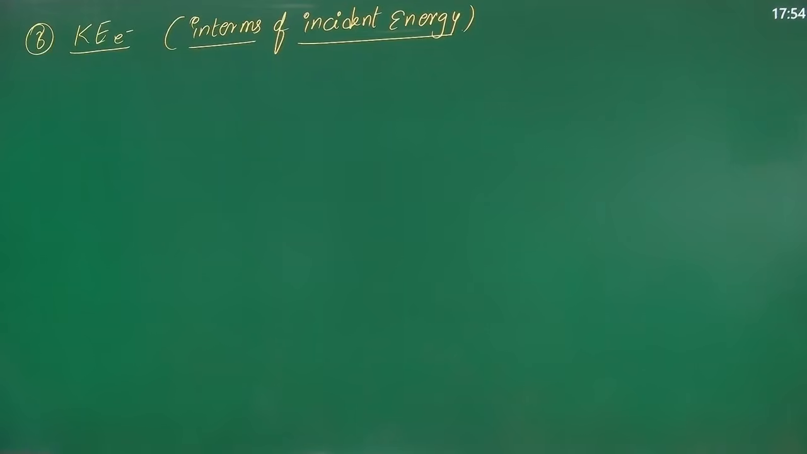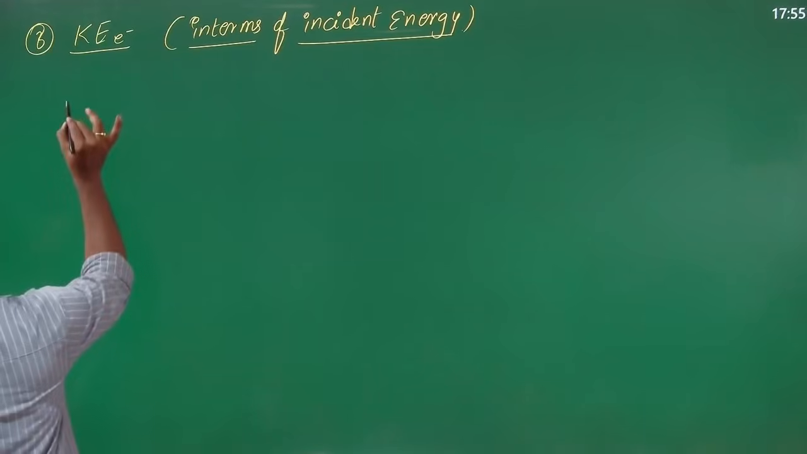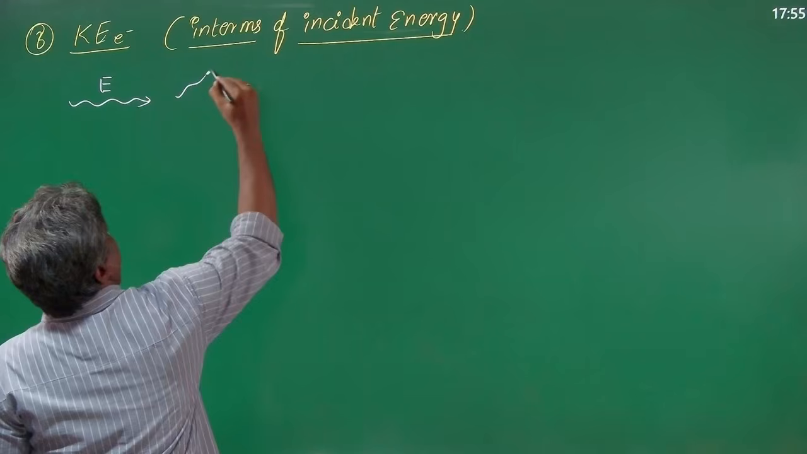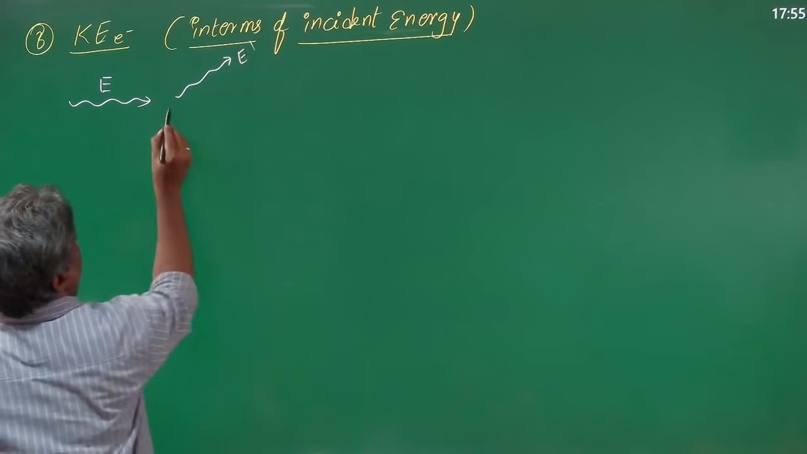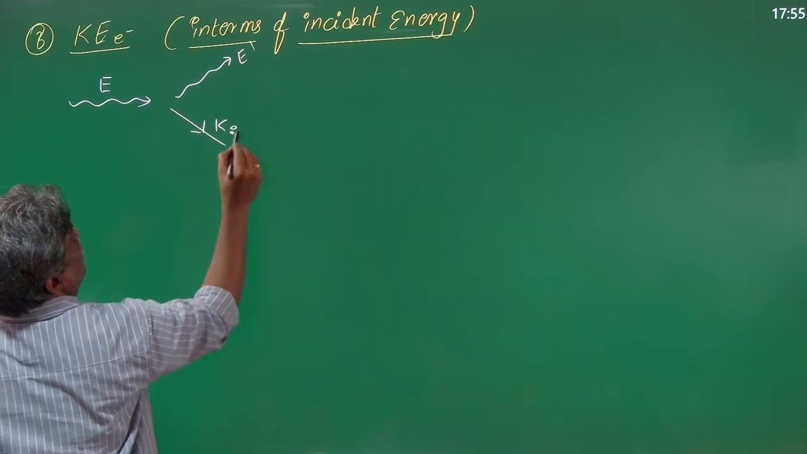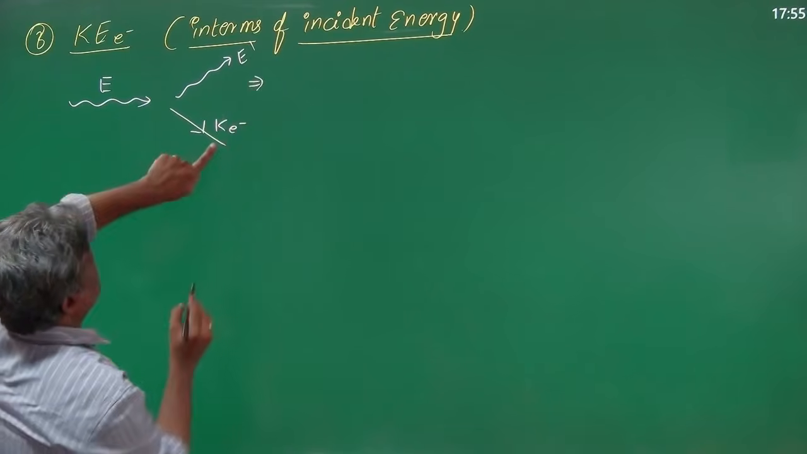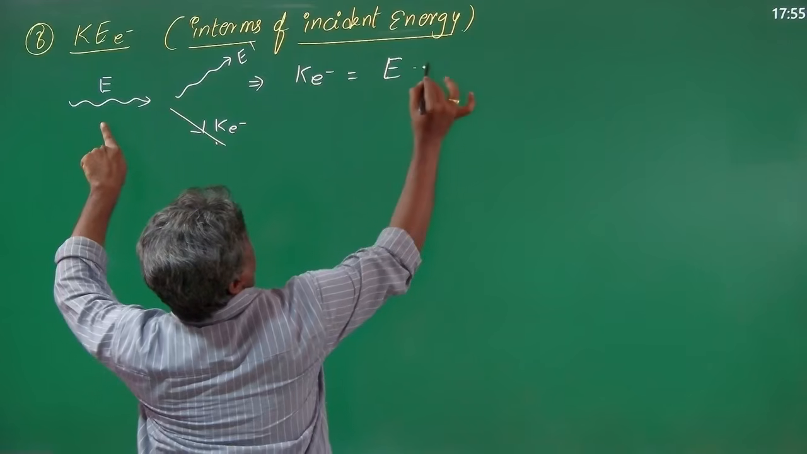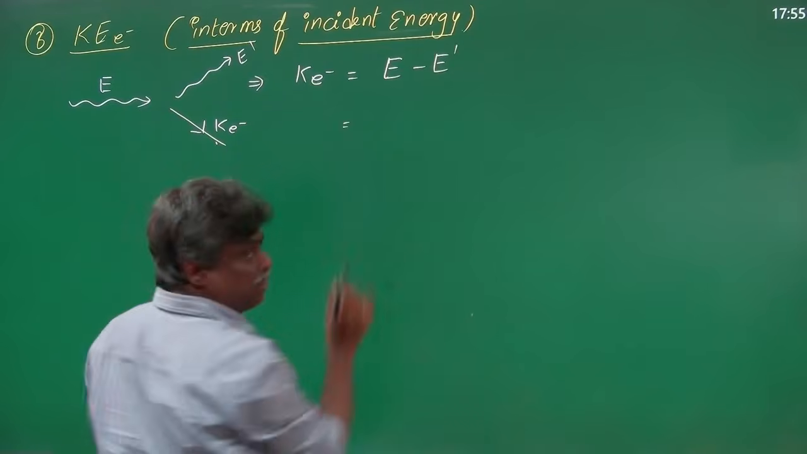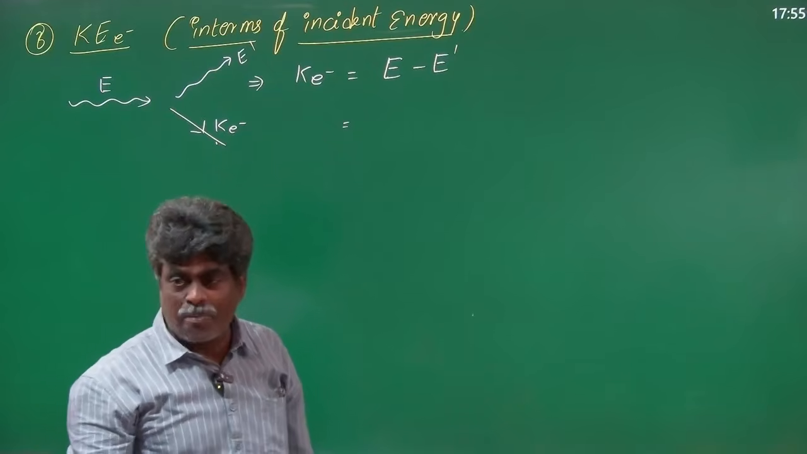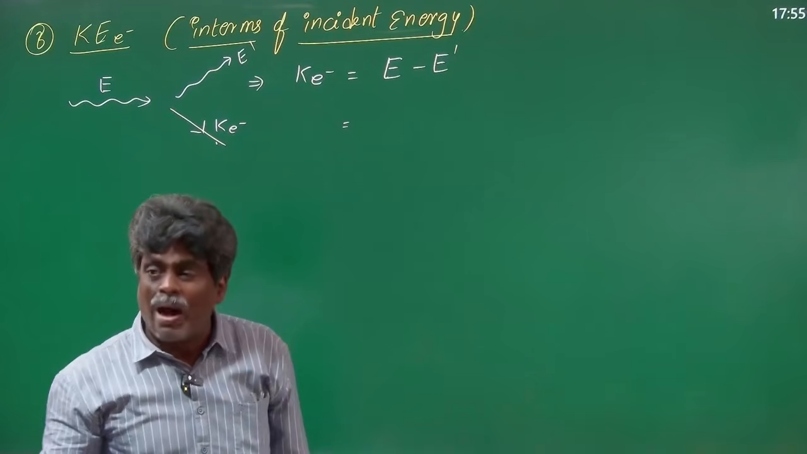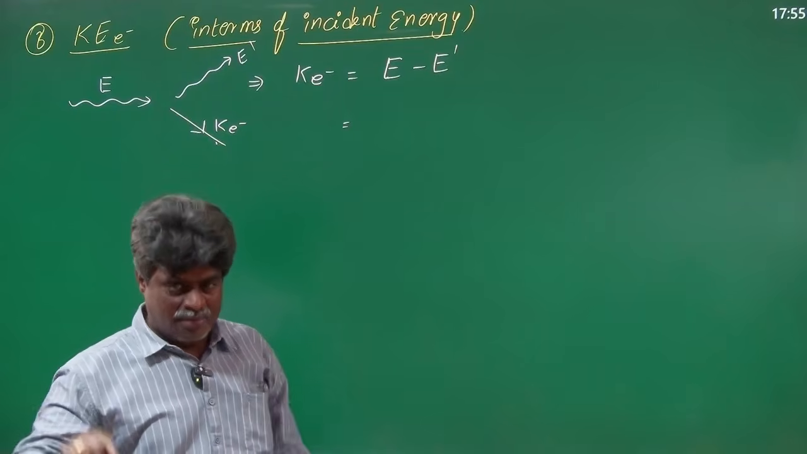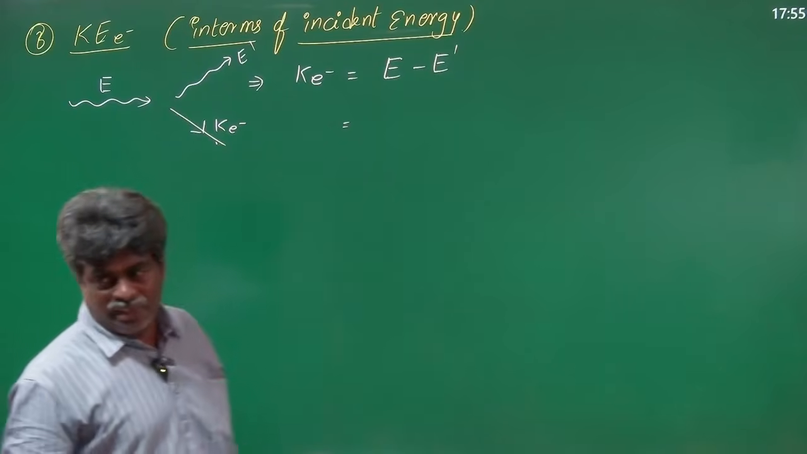What is incident energy? E. Now ready. So this is the incident energy E, and this is the scattered energy E prime, and this is the kinetic energy of the electron. By using law of conservation of energy, kinetic energy of electron equal to E minus E prime. Just now we have derived one thing, E prime equal to E by 1 plus E by m naught c square into... please substitute and simplify.